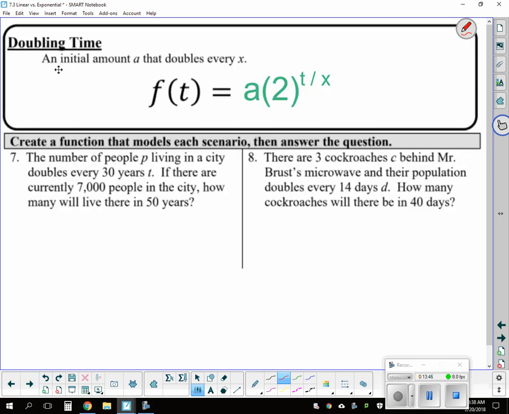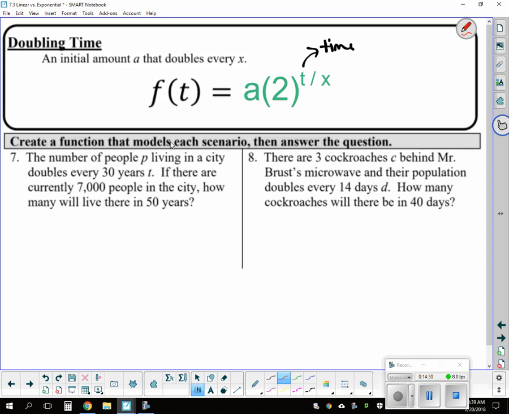All right, doubling time. An initial amount a that doubles every x. Okay, so the formula for that, if we're trying to double something in a certain amount of time, is f of t equals a times 2 to the t over x. Well, a is your initial amount, x is how often it takes to double, and t is some amount of time that your problem talks about. Okay, so let's do an example and it'll make more sense, I think. But notice this is exponential because your variable is in the exponent.